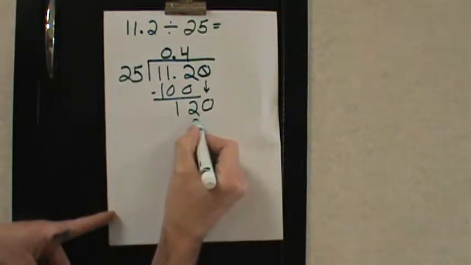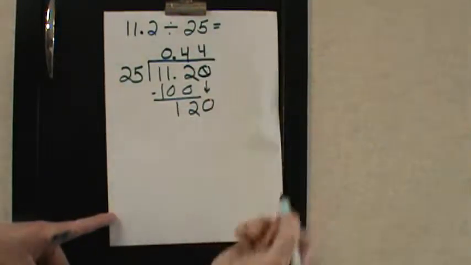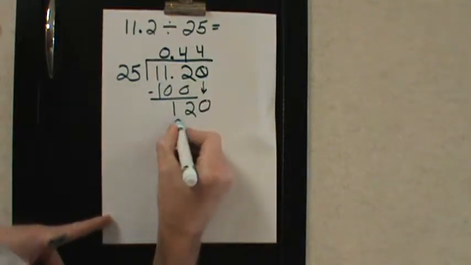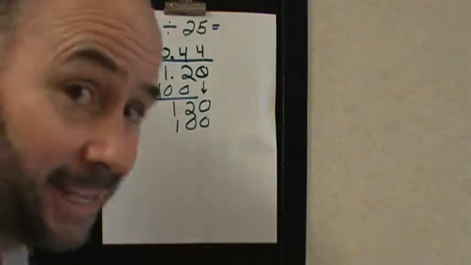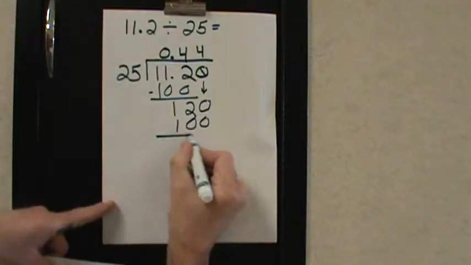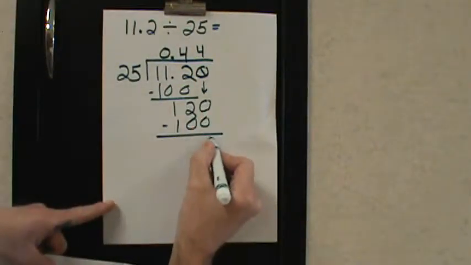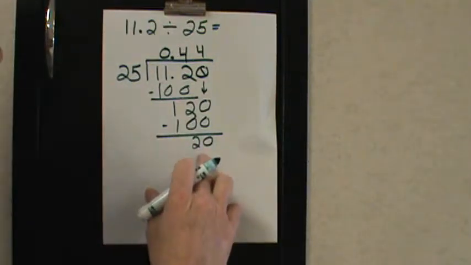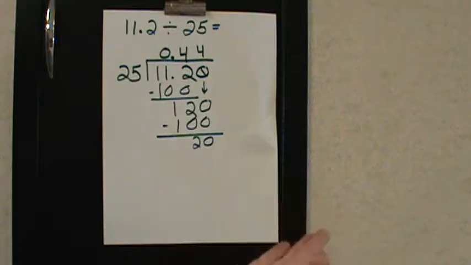25 into 120 will go a total of 4 times. 4 times 25 would be 100. That's kind of easy math. Subtract, 0, 2. Now we have a remainder yet, and we have a decimal, so it didn't terminate.